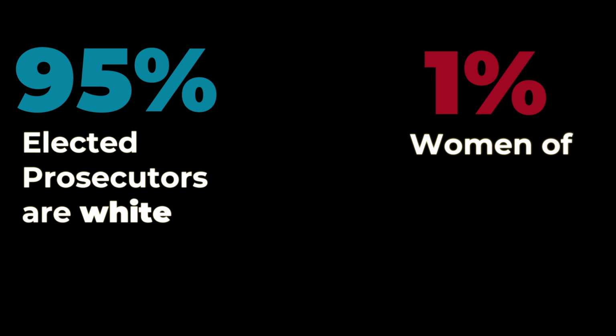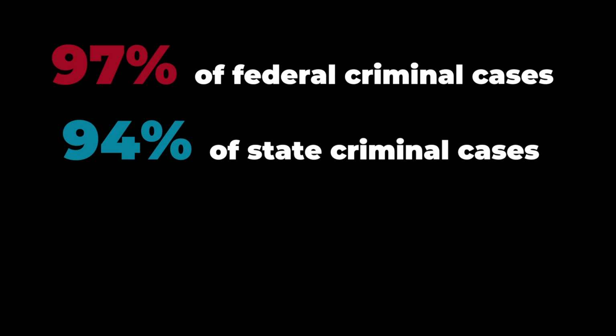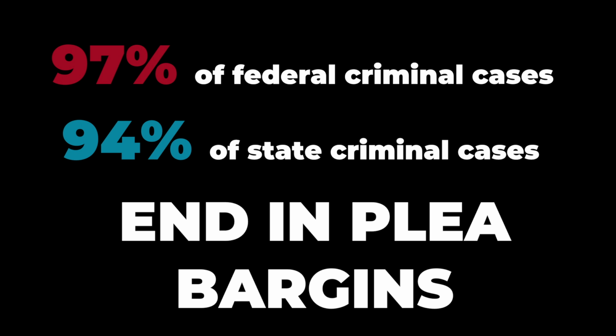Some interesting facts: a 2015 study found that 95% of elected prosecutors are white and only 1% are women of color. About 97% of federal criminal cases and 94% of state cases end in plea bargains. This is because the system encourages people to take plea bargains, even in cases where they're innocent, especially low-income people that cannot afford a lawyer.